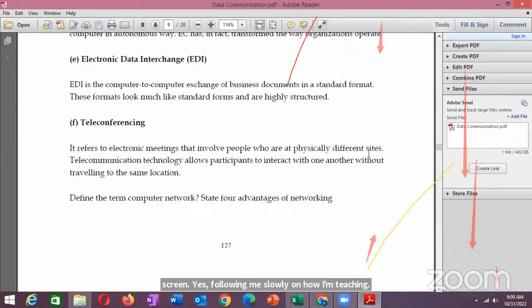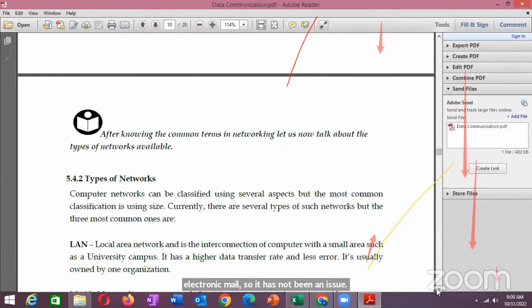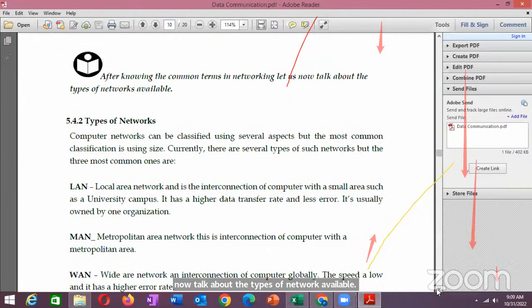So at least this course has been carried out using electronic mail, so it has not been an issue. So after knowing the common terms of networking, let us now talk about the types of network available. So we have the types of networks. Computer networks can be classified using several aspects, but the most common classification is using size.